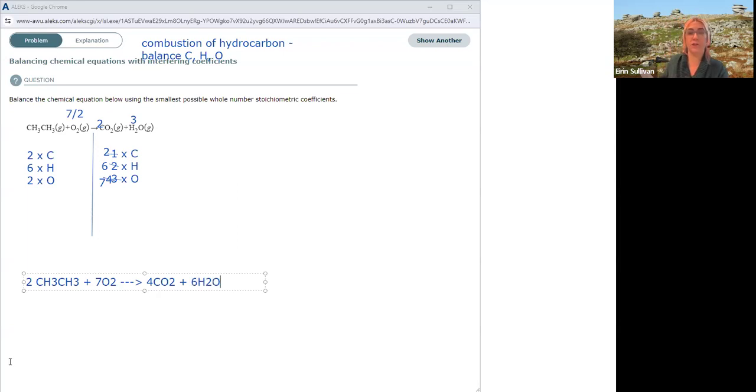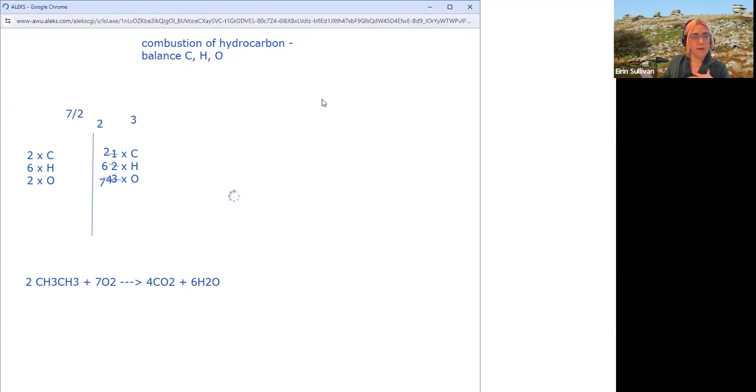If you're not sure, do your accounting again. Count up all your hydrogens, carbons, and oxygens on each side, and they should be equal. Okay, let's have a look at another one then.